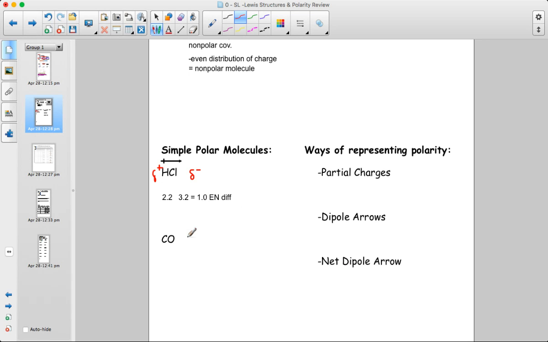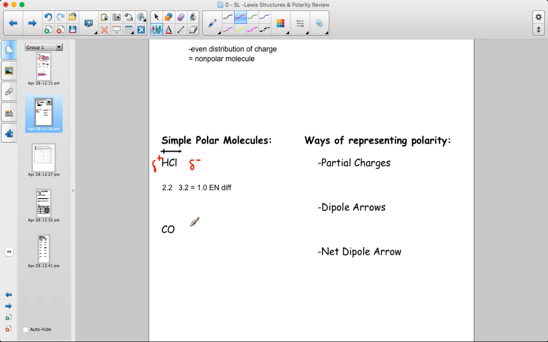It doesn't work for these two examples, but as we do more complicated ones, if you're adding up the net effect of all the different dipole arrows, you can then do one overall resultant dipole arrow to show the polarity. Carbon and oxygen would be very similar to the previous one.